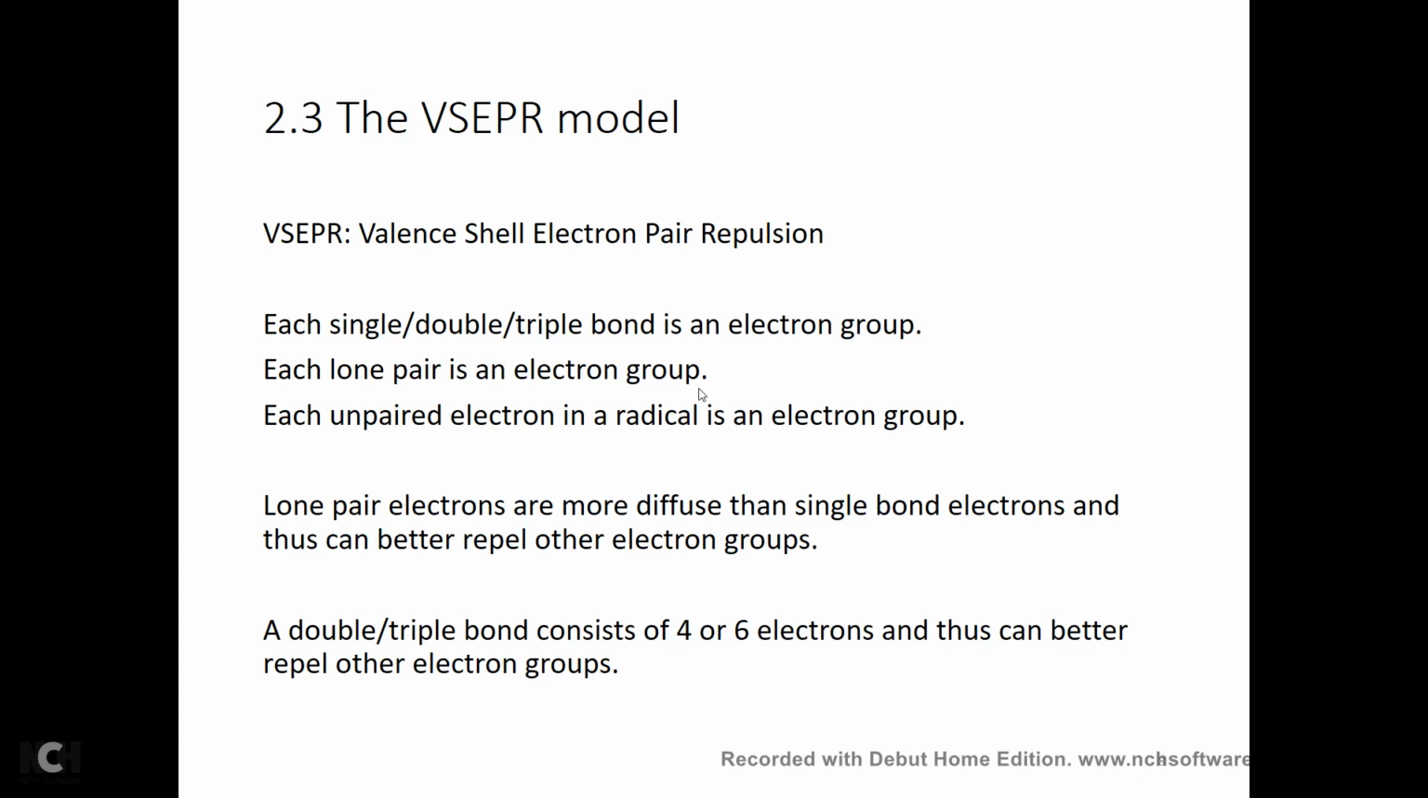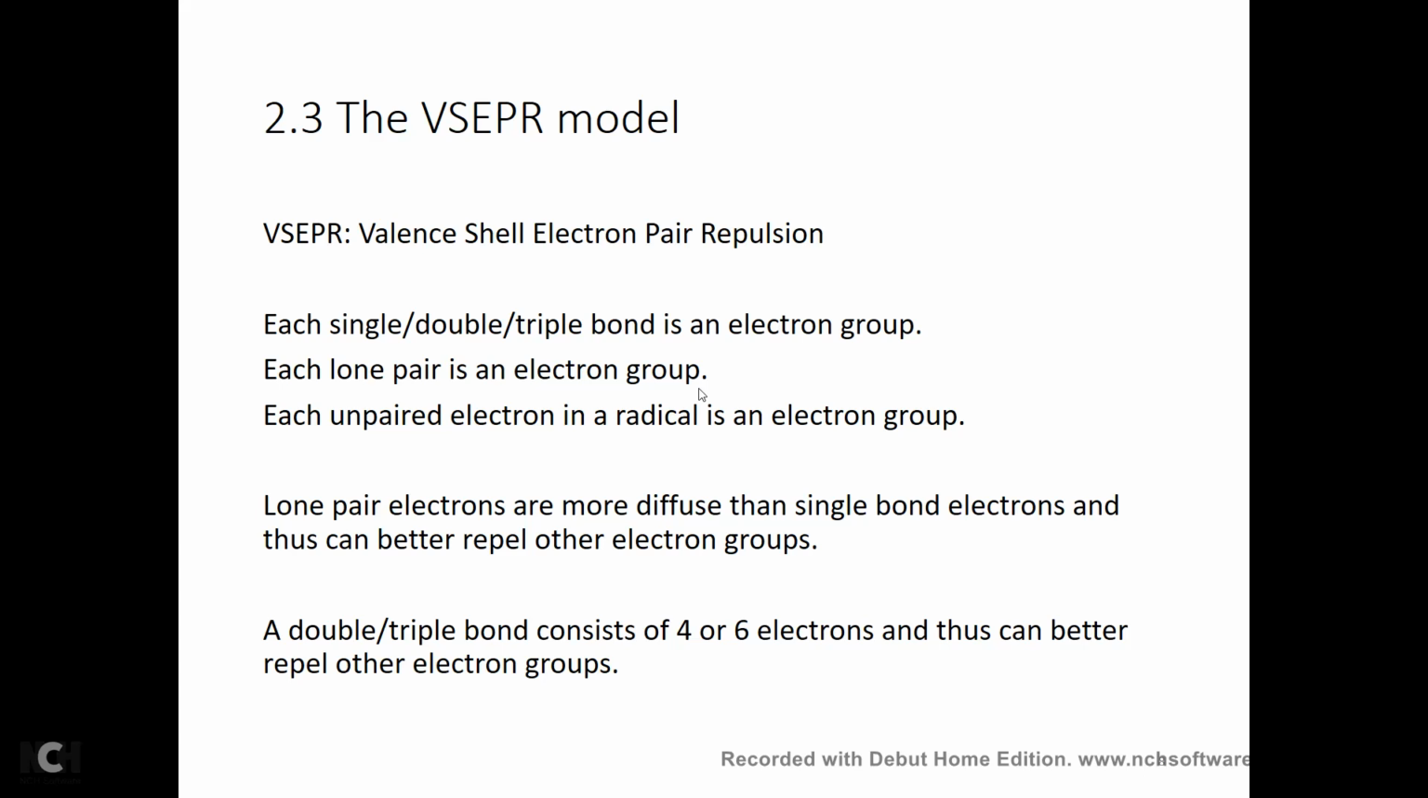What if you have unpaired electrons? Well, it's one electron group. Lone pair electrons are more diffuse than single bond electrons, and thus the lone pair electrons can better repel other electron groups. A double or triple bond consists of 4 or 6 electrons. Although it's counted as one electron group, it can better repel other electron groups.